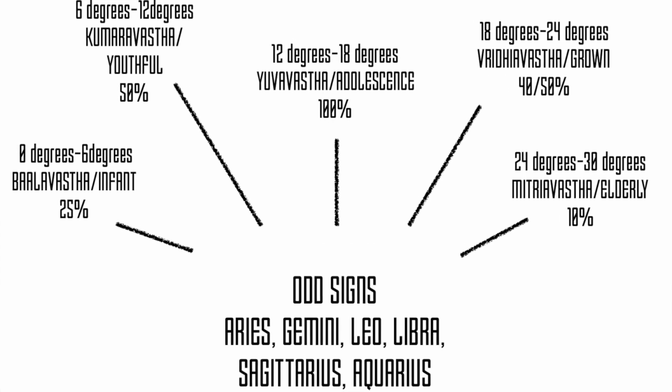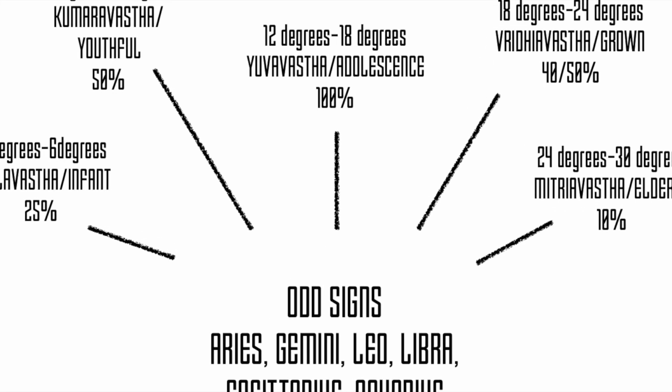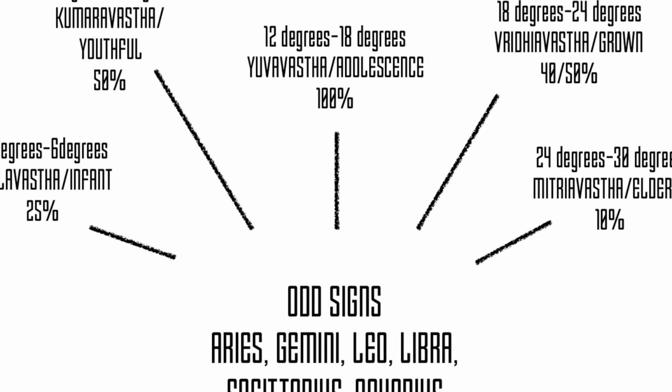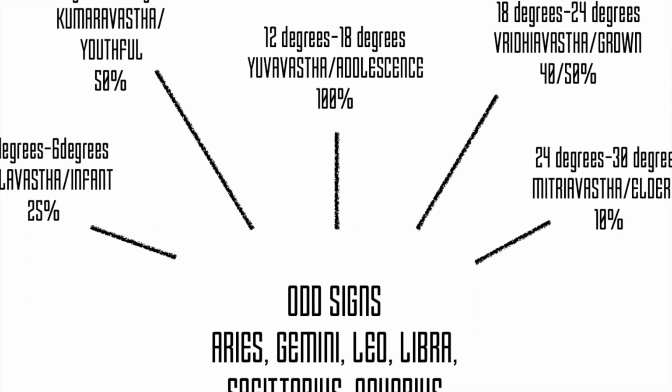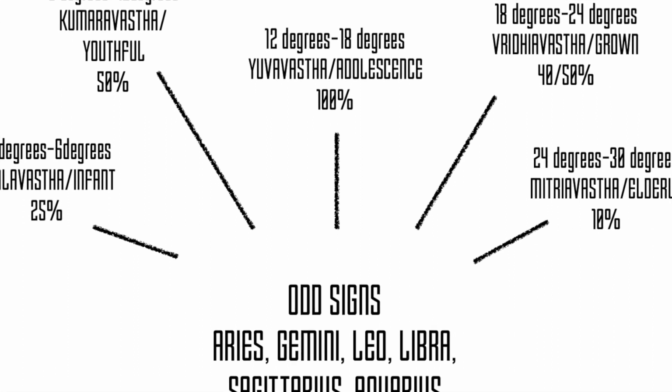We see how much potency the planet has in producing the results in the birth chart from these 5 main Avasthas. The Bal Avastha will produce 25% of the result. The Kumar Avastha will produce 50% of the result.